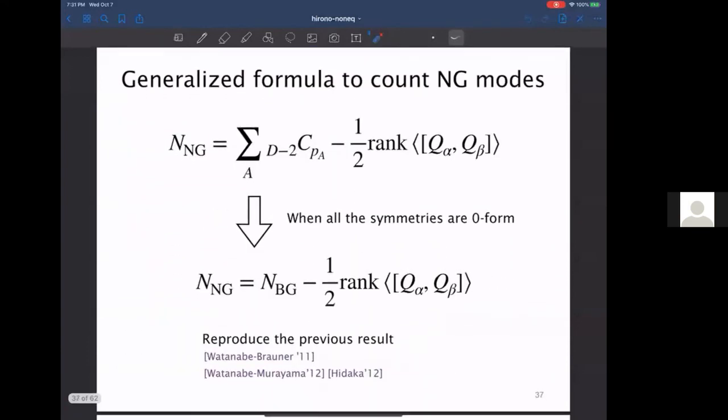And so the formula we have obtained is a natural generalization of the case of the zero form symmetry, because if we assume that all the symmetries are the conventional zero form symmetries, then p_A is 0 for all A, and this is just 1. And then we are just counting the number of the broken generators by this summation. So this formula reduces to the previously known results for the case of zero form symmetries.